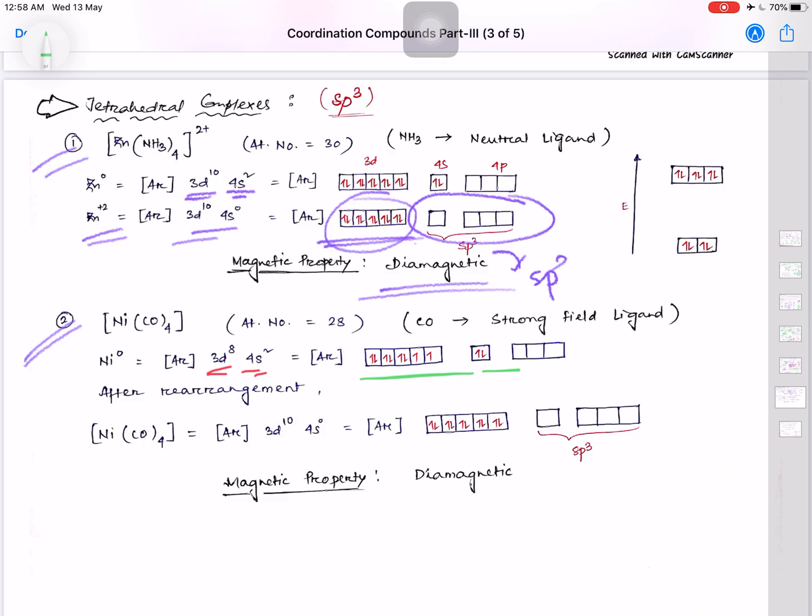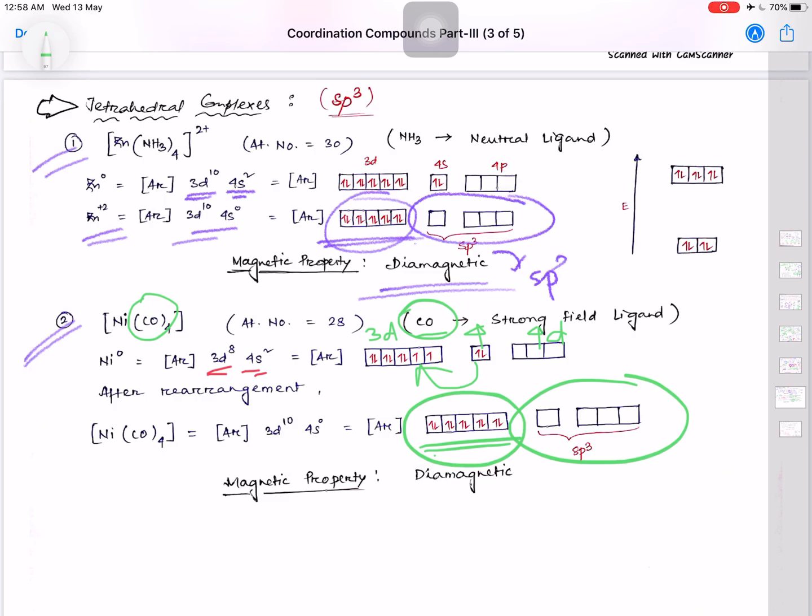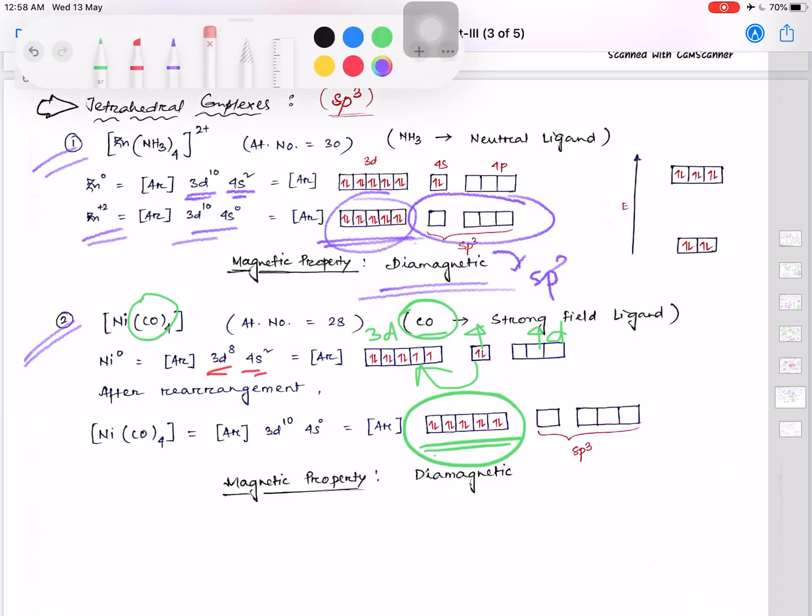So you see what happens there: carbonyl, CO, is a strong field ligand. If it is a strong field ligand, what will happen? In 3d we have 8 electrons, and in 4s we have 2 electrons. It will push these 4s electrons into the 3d orbitals, because the ligand is very strong. So after rearrangement you will get 3d10 4s0 configuration. So the 4s and 4p orbitals will take part in hybridization, and its hybridization is sp3.